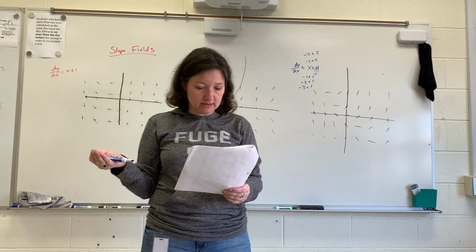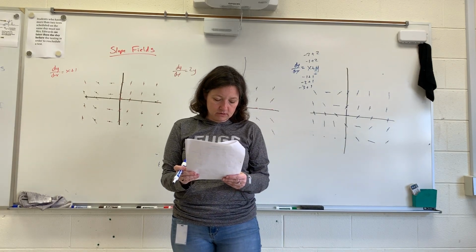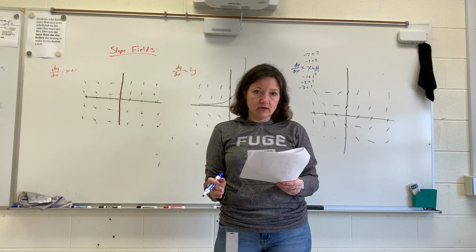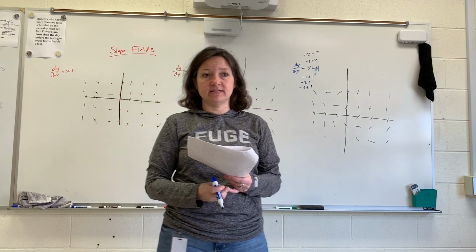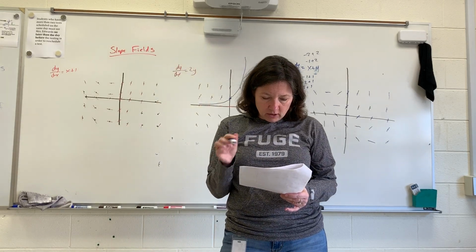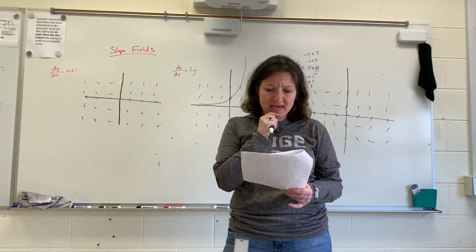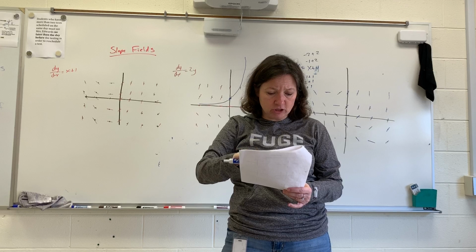H, good. H. Number 9. Y equals x squared. Well, what do we know y equals x squared makes? A parabola. So which slope field would a parabola fit on? Well, it's not A, it's not B. B goes up and down. We've already used D and H.